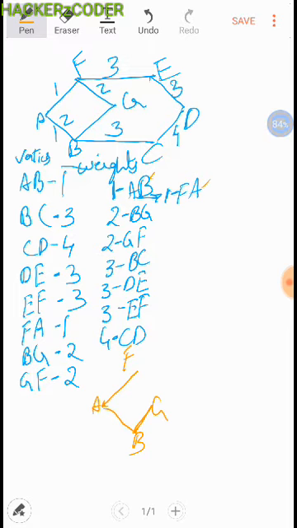Okay, now my AB, FA and BG are over. Now GF. See, GF over here, if you close this, it becomes a closed graph, a cyclic graph, which we should skip. So we'll skip this. Next we got BC. Okay, BC is done. Then we got DE.